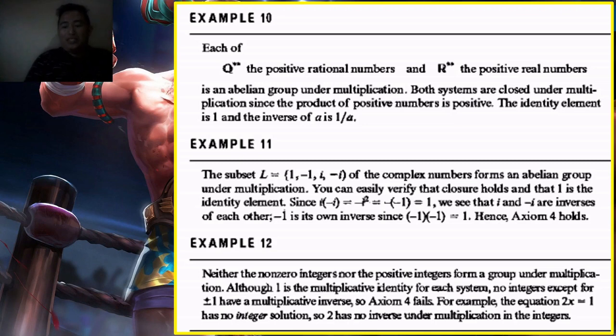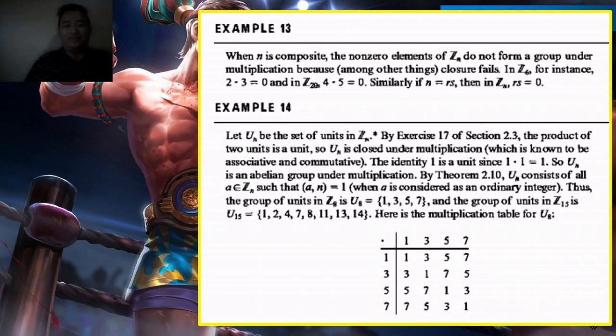So, for example, class, the equation 2x equals 1 has no integer solution. Okay, dili ka maka-value nga integer ni x. Wala man tayo 2 times something is equal to 1. Kaya dapat 1/2 man na siya, di ba? Kasi 1/2 wala man sa mga integers. So, 2 has no inverse under multiplication in the integers. That's it.